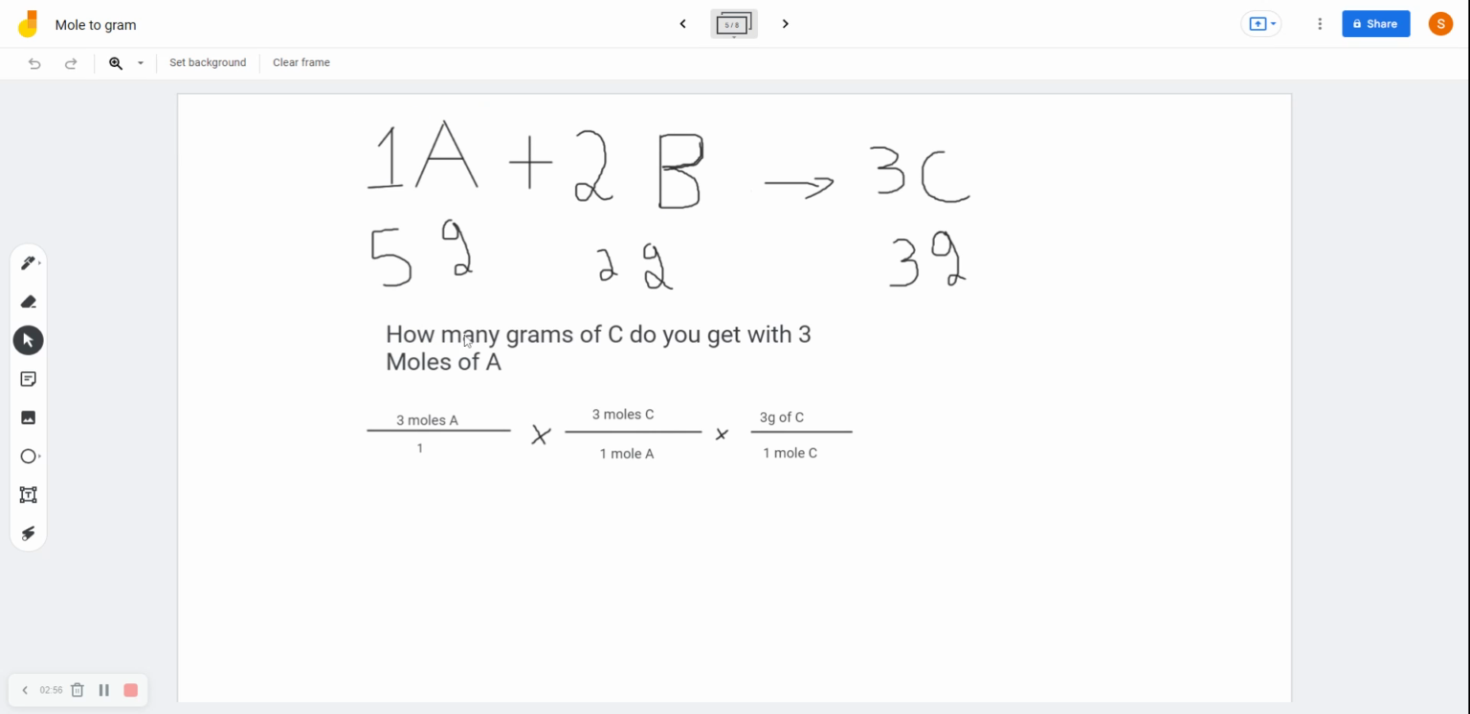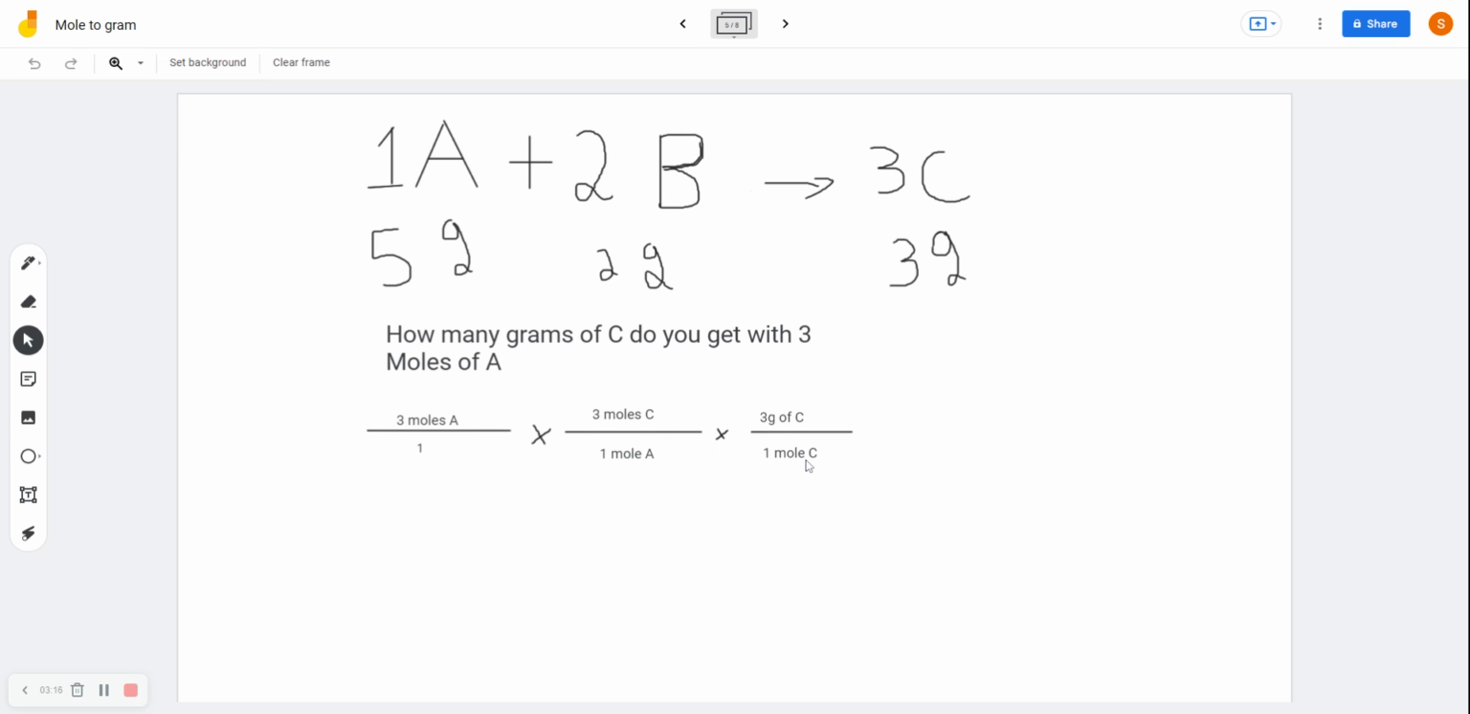So here it's asking, how many grams of C do you get with 3 moles of A? So we start off with 3 moles of A, what's given in the equation, you always start off with that. Then we go to the balanced equation. We're looking for grams of C, so we want to cancel out moles of A. So we put 1 mole of A over 3 moles of C. We do that, and then what would we do?